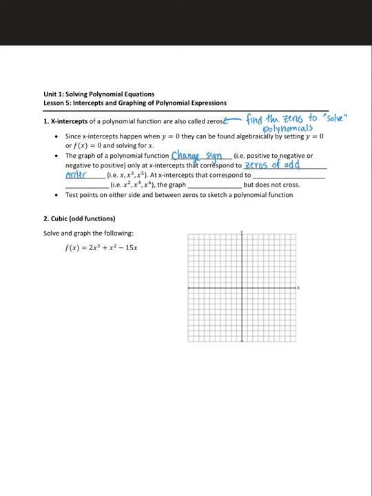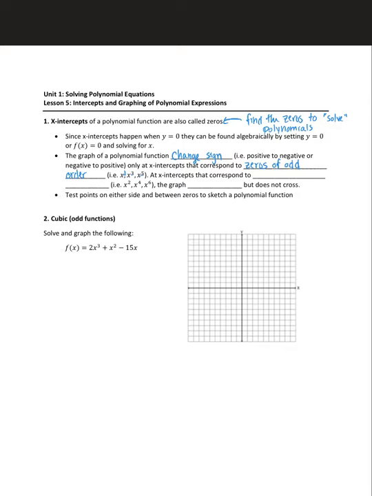What I mean by that is if the highest exponent on an equation is x to the power of 1, or x to the power of 3, or x to the power of 5, all those exponents are odd values. So when the highest exponent is an odd value, the graph changes from positive to negative, meaning it crosses the x-axis at those zeros.